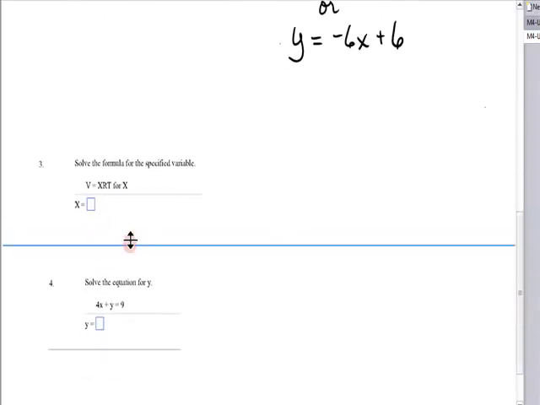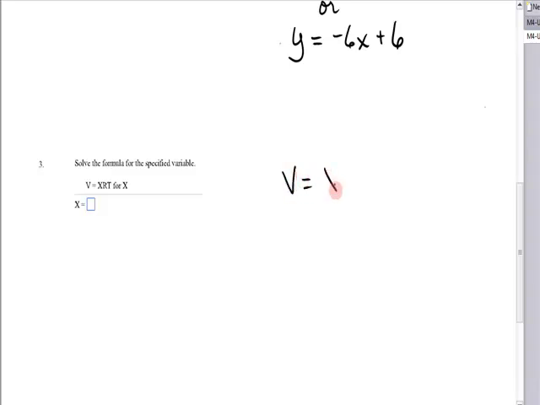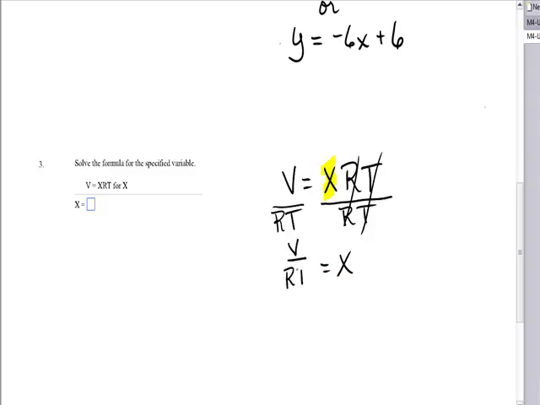Okay. Number 3, I have v is equal to xrt. Well, the unknown, they tell me over here, the unknown is x. Well, r and t are both getting multiplied by x. Usually the coefficient is on the left side, but it just happens to be on the right side. You're still going to divide by RT. And if you divide that side by RT, you're going to divide this side by RT. Those divide out, leaving me with x. I don't know what that quotient is, so I will leave it as v divided by RT.